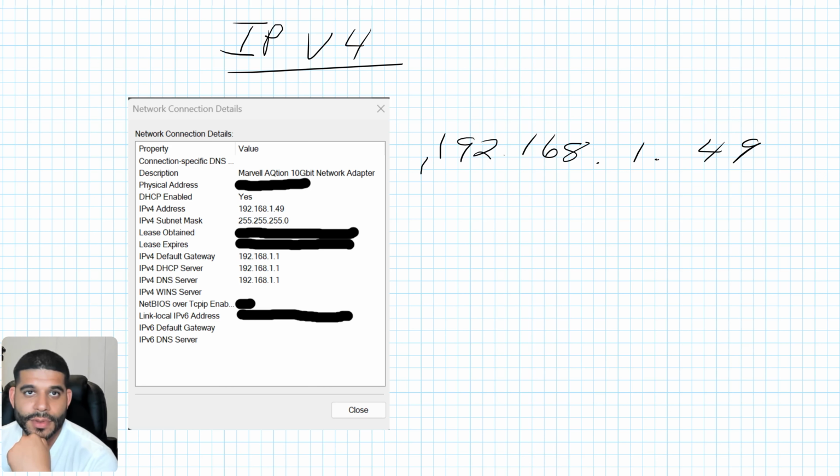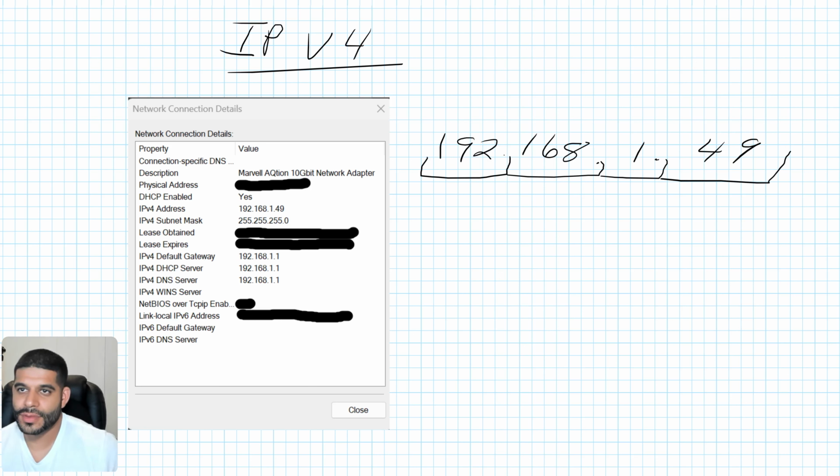So for example, this is the first group, this is the second group, this is the third group, and lastly, this is the fourth group. If we were to do 1, 2, 3, 4, this is another reason why we call it IPv4. Not necessarily, but I thought it was very cool and very interesting.